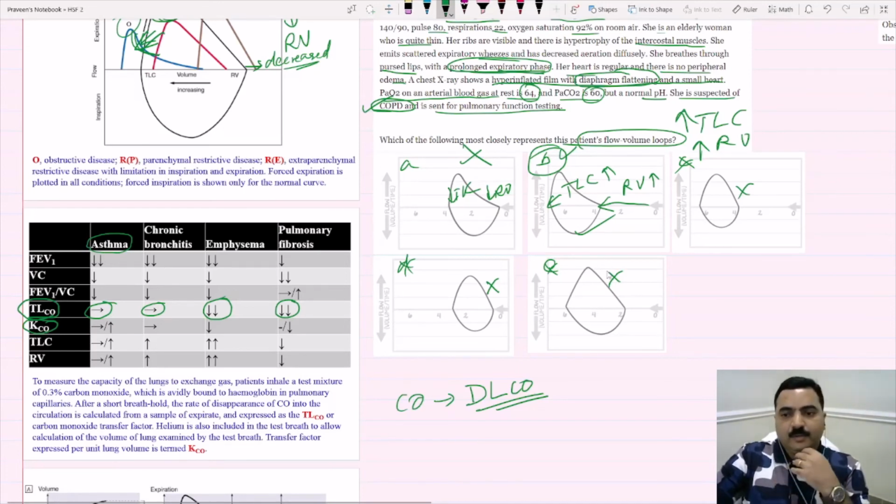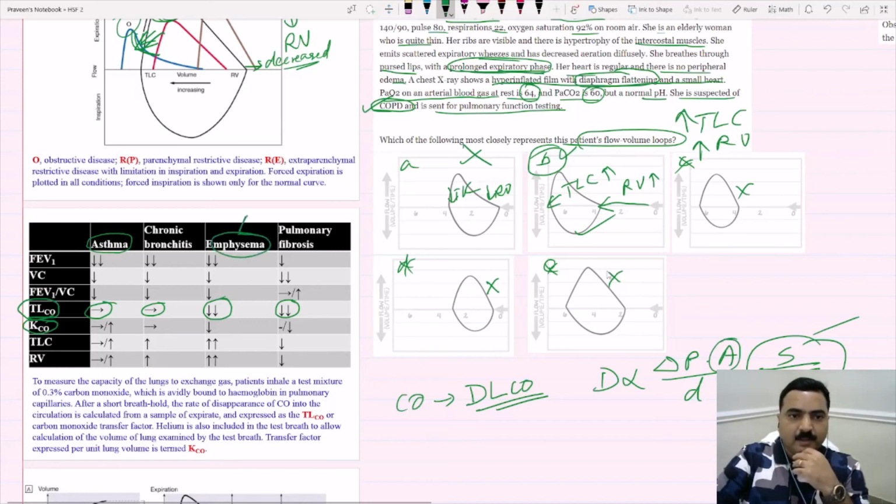So you know the diffusion equation. Diffusion is directly proportional to delta P, area divided by the thickness, and the solubility divided by the root of molecular weight. This is a constant, we keep this as a constant over here. So what is changing? The area. In emphysema, what happens to the area? The area is decreased. When the area is decreased, what happens to diffusion? Diffusion decreased.